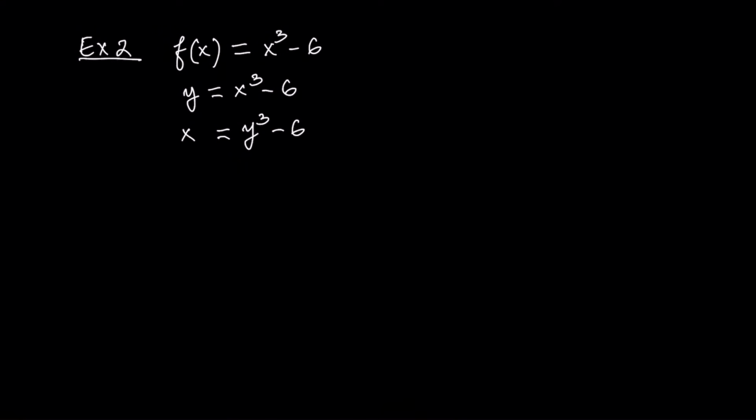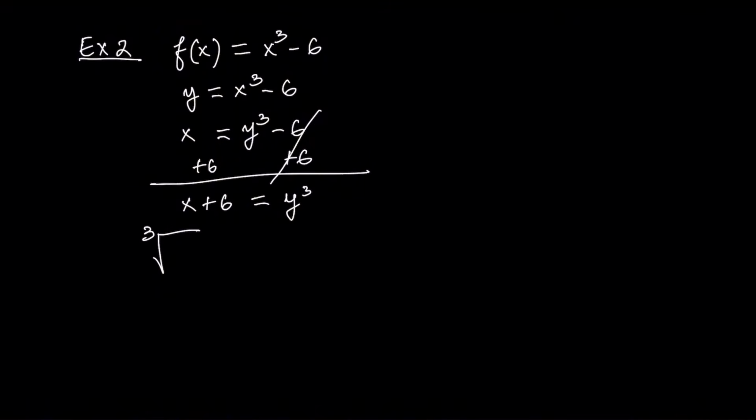Next, solve for y. Add 6 to both sides. x + 6 = y cubed. Now we need to isolate the variable y. So how do we undo a cube? To remove a cube, we take the cube root of both sides. So we get the cube root of (x + 6) equals the cube root of y cubed.